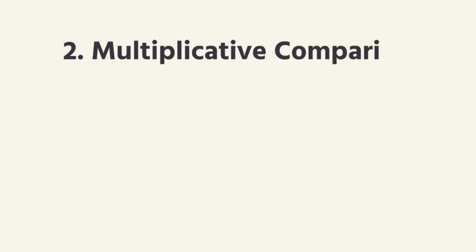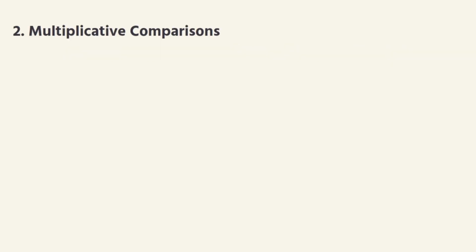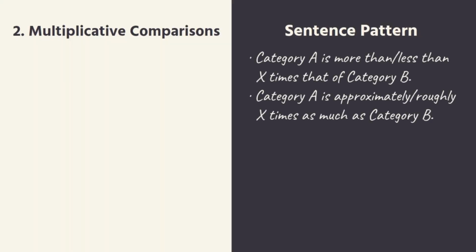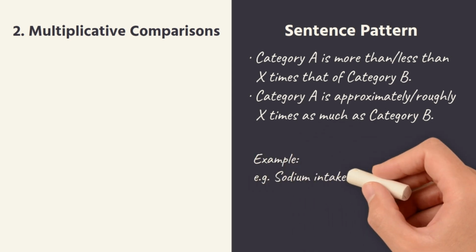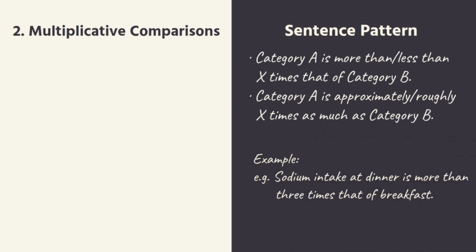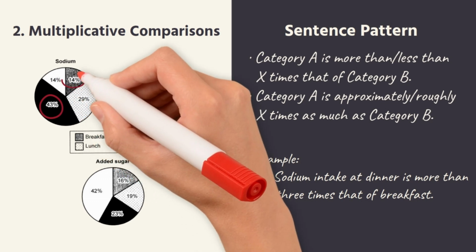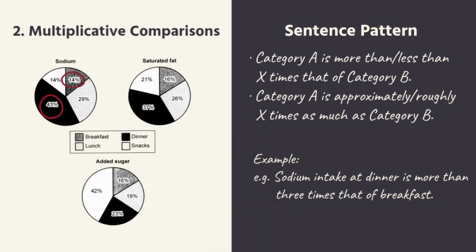Multiplicative comparisons. This approach focuses on how much larger or smaller one category is compared to another. Here are some sentence patterns. For instance, we can say sodium intake at dinner is more than 3 times that of breakfast.